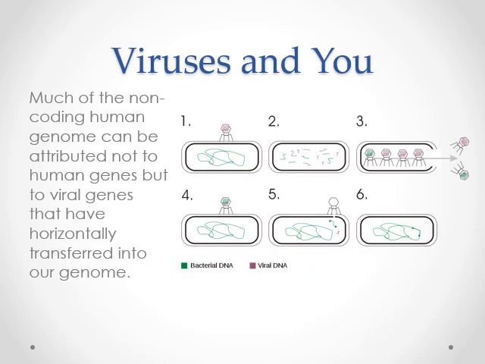As I mentioned previously, a lot of non-coding human DNA is attributed not to human genes, but to viral genes. Most of the Y chromosome, so guys, this is your Y chromosome, is made up of viral DNA. There are very, very few actual human encoding genes on it. It's a lot of just leftover genetic crap.